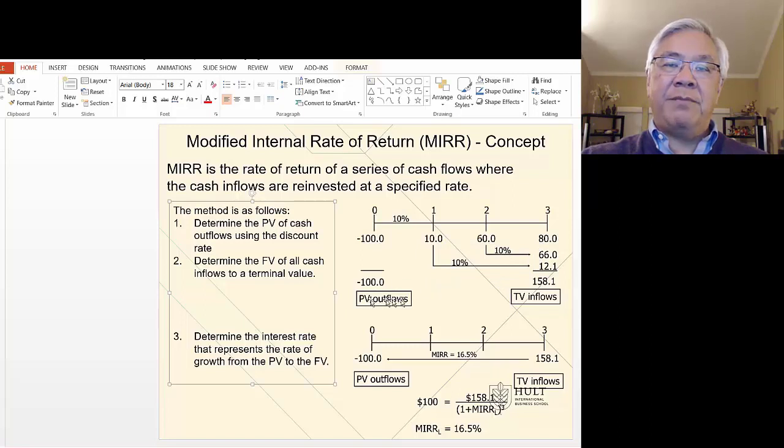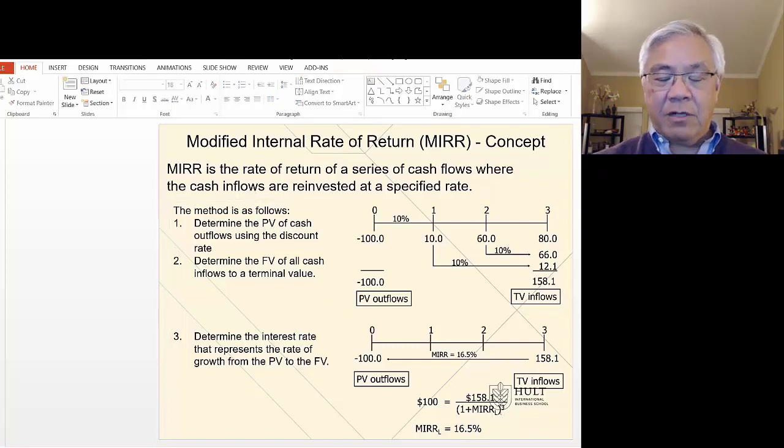Now we have a PV of outflows and the inflows. Now we can figure out what is the rate of return in between those. If we outflow this amount for T0 and we have an inflow of this amount in year 3, what is the rate of return between one single payment and one single payment, ignoring that there's anything in between? In this particular case, the answer of the modified IRR is 16.5.